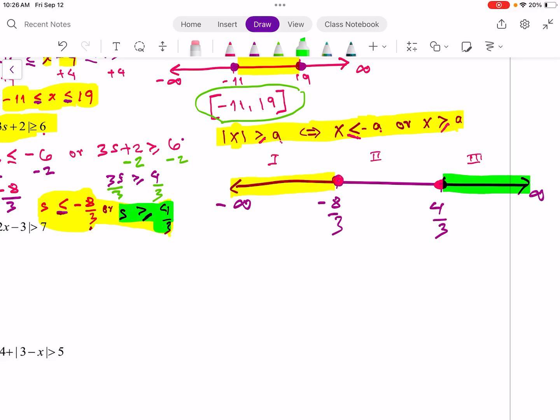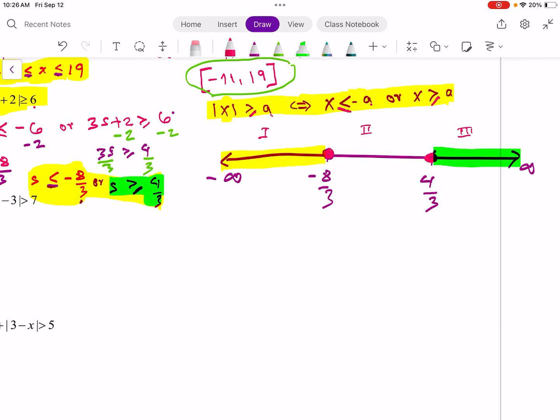Now, let's write an interval for each part here. What will be the interval for the yellow part? How do we write down the interval for the yellow region? You always start from the left number, right? So what do we have on the left? Negative infinity and all the way up to negative 8 over 3. Now with infinity it's always a parenthesis. Now with negative 8 over 3, do we use a parenthesis or a bracket? Bracket. We have a closed circle, bracket.